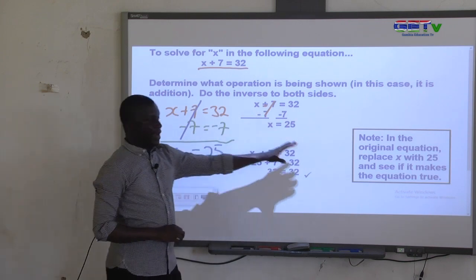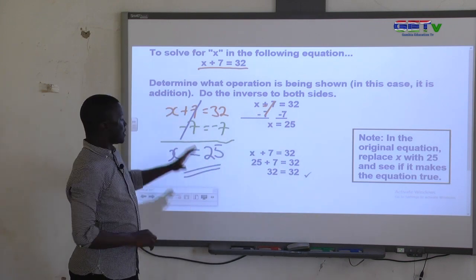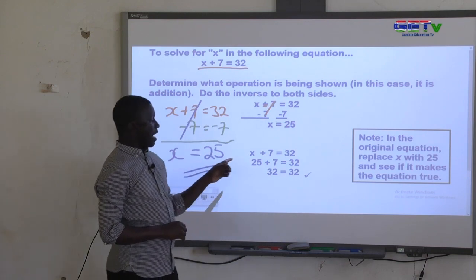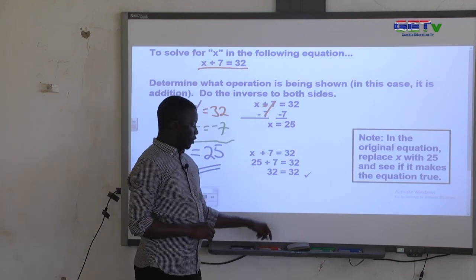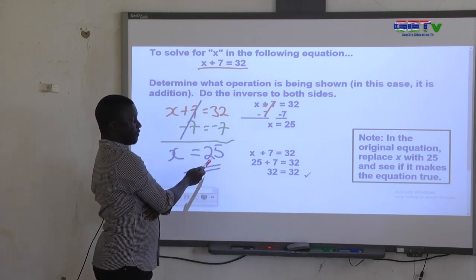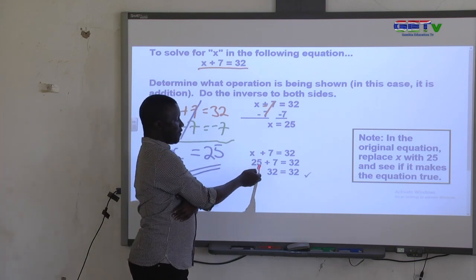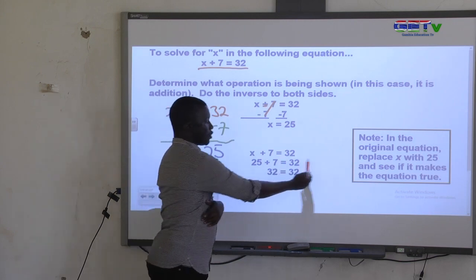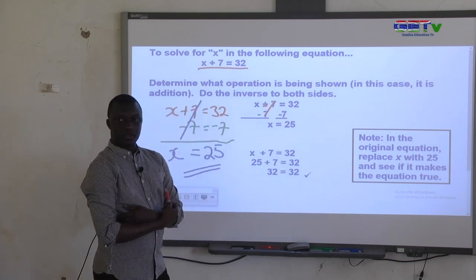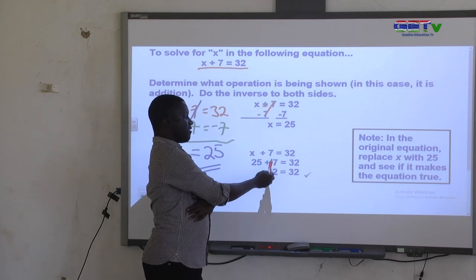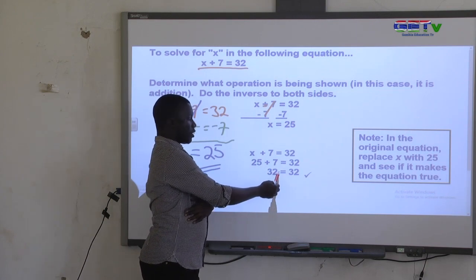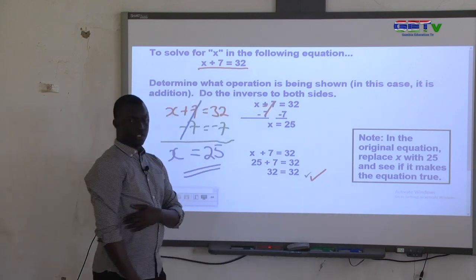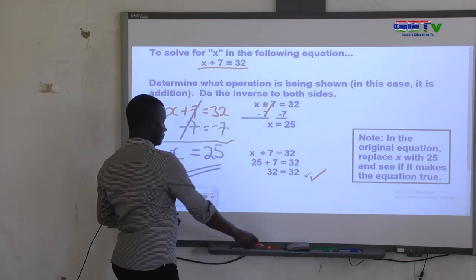If we want to prove our answer, all we need to do is substitute the value of x as 25. We know our x now, 25. So therefore, 25 + 7 on one side of the equation and 32 on the other side. 25 + 7 is 32, equals 32. This tells us that we have a correct equation because both sides must be equal.